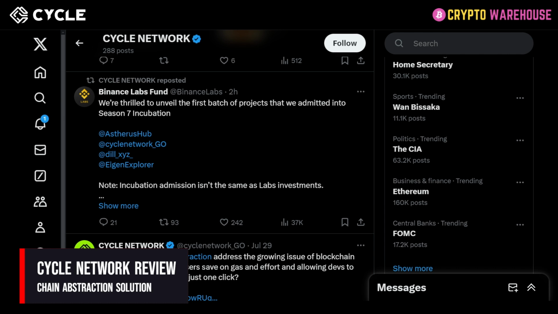Only 2 hours ago, Binance Labs has unveiled the first batch of projects that they have admitted into Season 7. And as you can see, Cycle Network is one of them. This is going to go places.